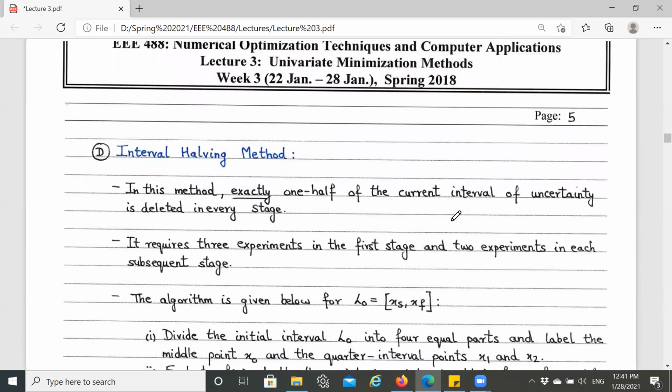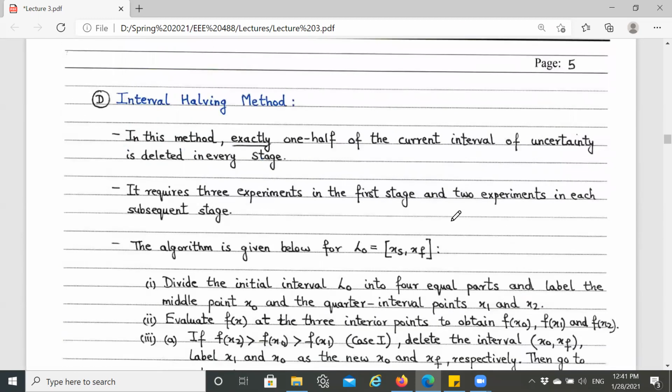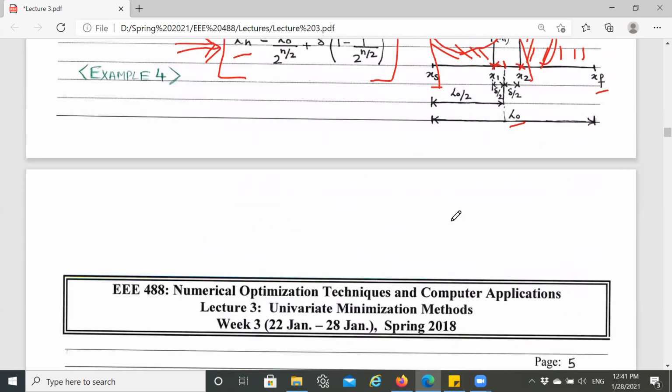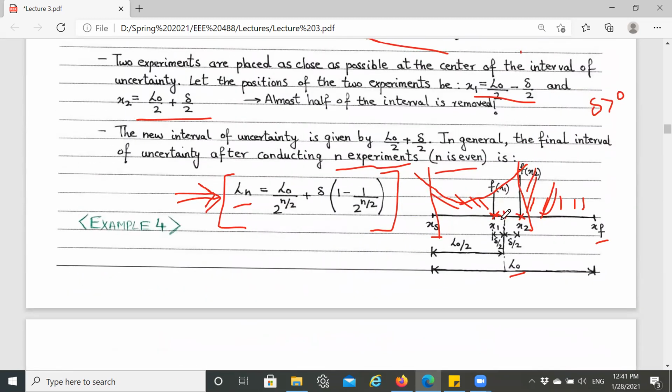Okay, good. Now let's look into the interval halving method. In the previous dichotomous method, I said you nearly eliminate half of the interval in every iteration, depending on the value of n, right?